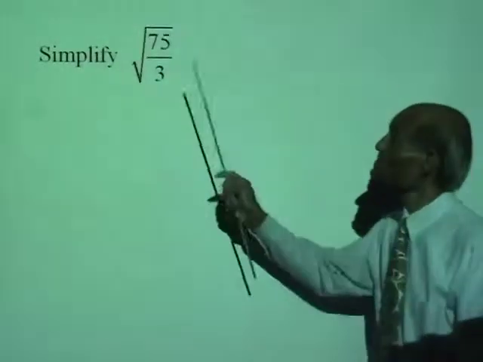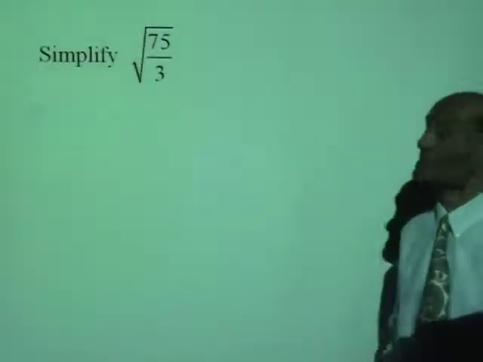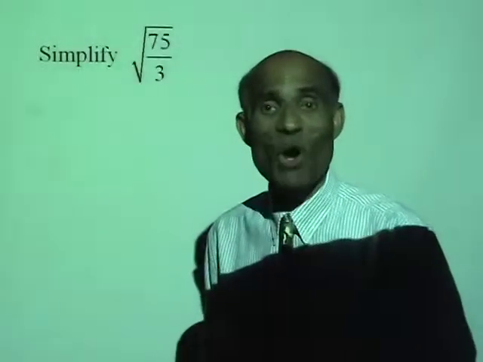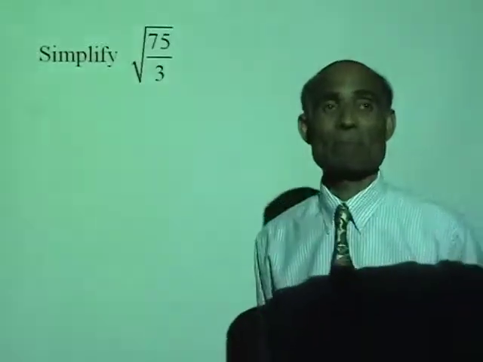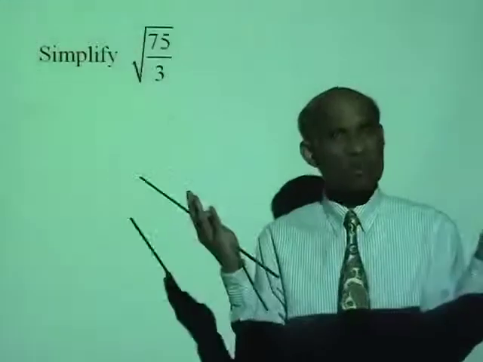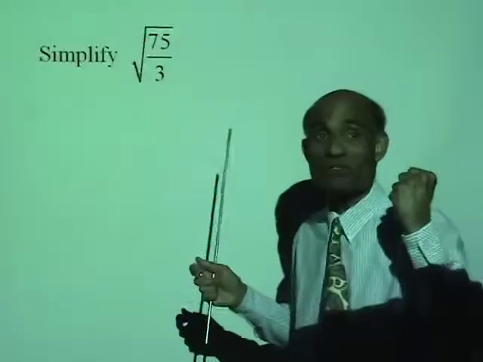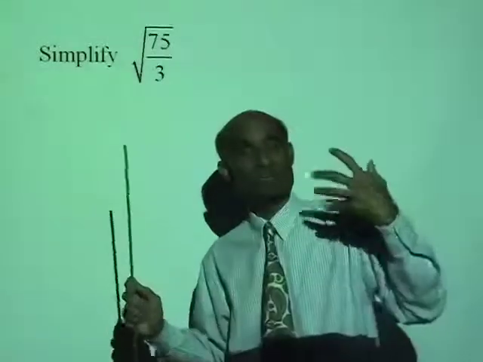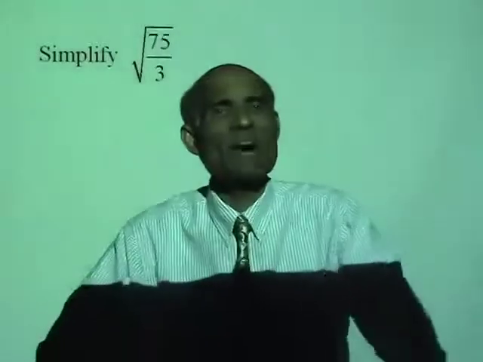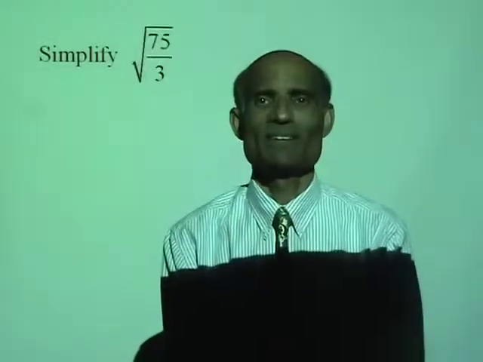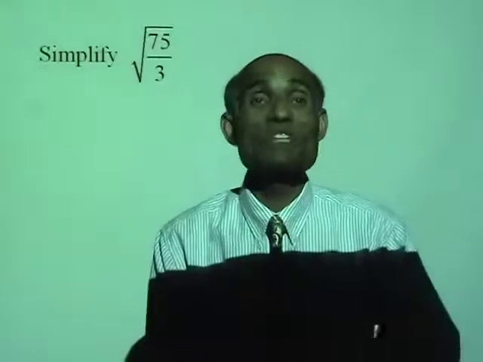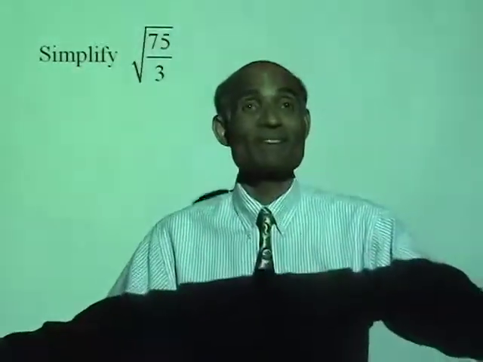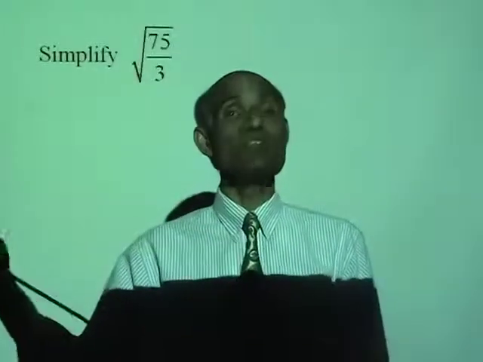Okay, let's try another problem. Simplify square root of 75 over 3. You see, in this case, it's a very simple one. If you understand your number, you know 75 can be divided by 3. What is 75 divided by 3? 75 divided by 3 is 25. And 25 is a perfect square. Square root 25 is 5.